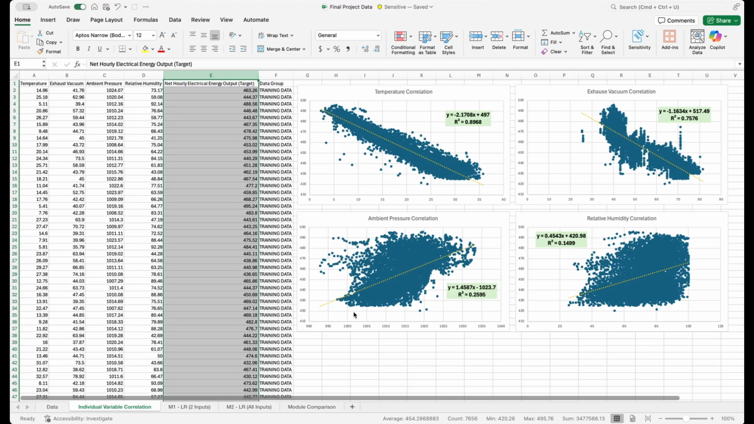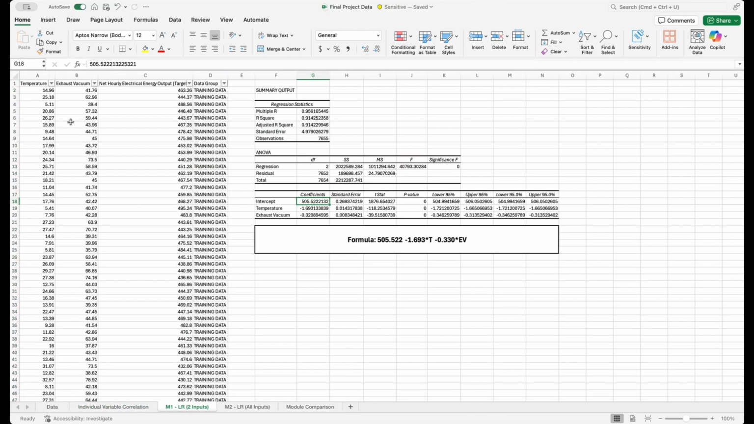So for my models, I decided to build two models: one linear regression model with temperature and exhaust vacuum as the only inputs. And then as my final model, I decided to include all inputs just to see, even though these have quite a low correlation, they still might explain some of the outputs we have on the target. So I wanted to see how linear regression would perform with the two highly correlated inputs and then all of the inputs together.